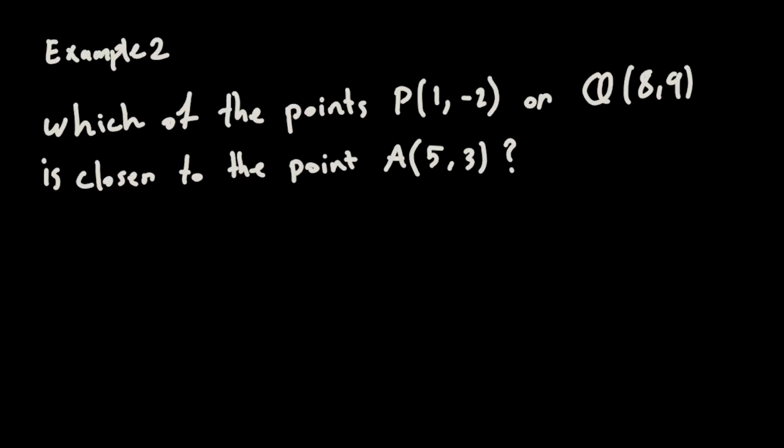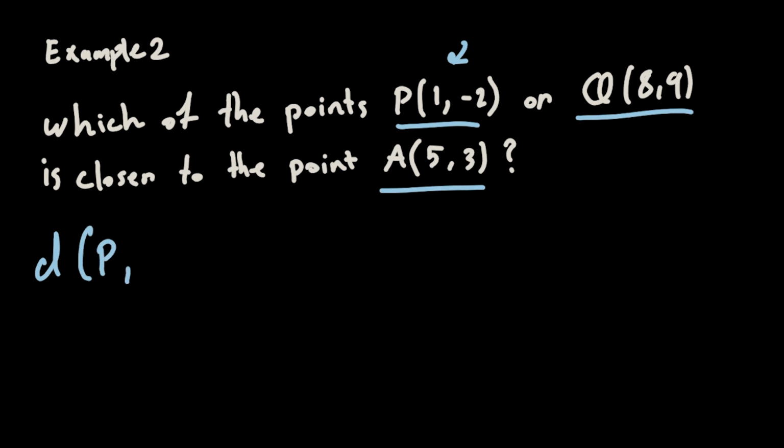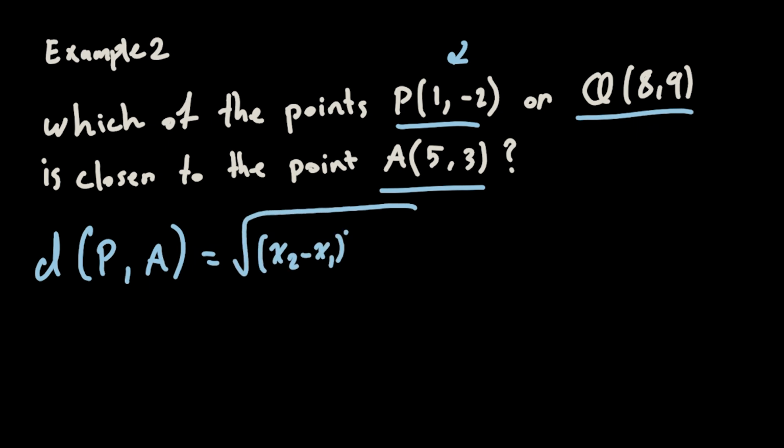Let's see another example. Example number 2 says, which of the points P or Q is closer to the point A, which is (5, 3)? So we can just find the distance between this point, which is P, and A, and that would equal the square root of (x2 minus x1) all squared plus (y2 minus y1) all squared.